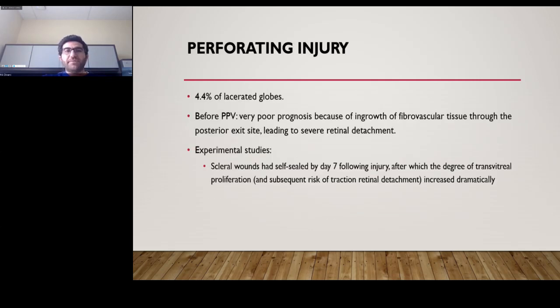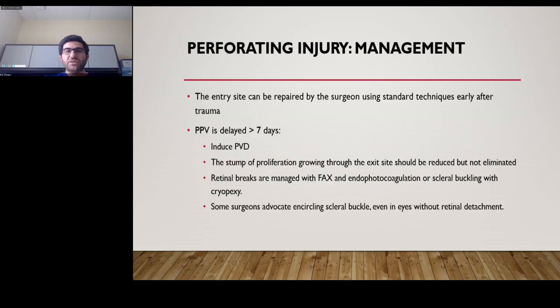As we said before, perforating injuries are associated with poorer prognosis, and sometimes we need to delay surgery for about 7 days so the sclera can heal and we can do the vitrectomy. Otherwise, the eye will be soft and the vitrectomy will be very difficult. So it's a real balance between doing the vitrectomy early or late. If we do it early, the eye will be very soft and the surgery will not be easy. If we wait for a couple of days, the sclera will heal and we can do the surgery.